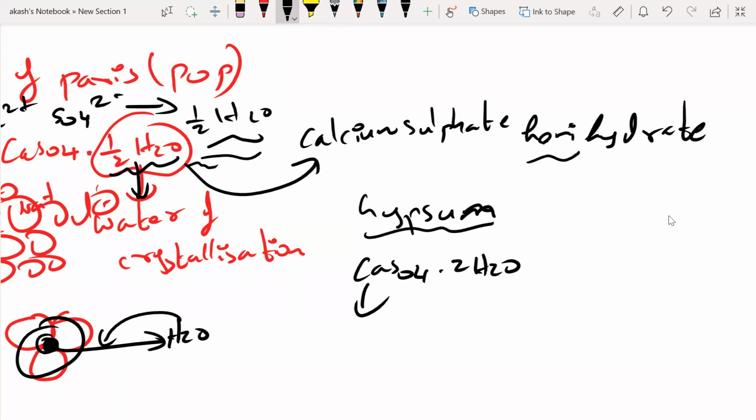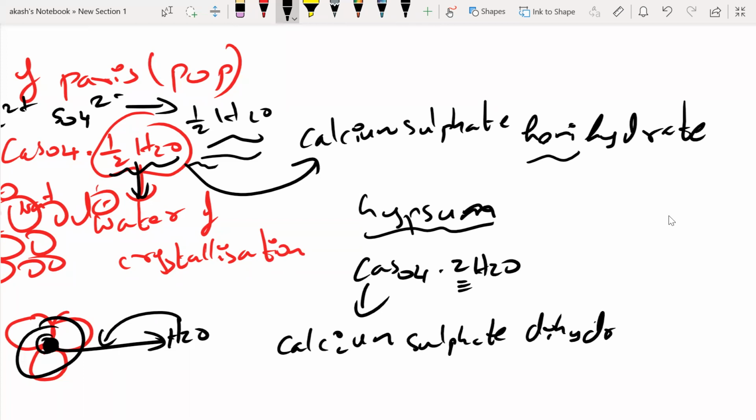Now this was hemihydrate because I had only half H2O. In this case, I have 2 H2O, so it is going to be dihydrate, right? So it is going to be calcium sulfate dihydrate. Very simple. Okay, fine. So this is the starting material.